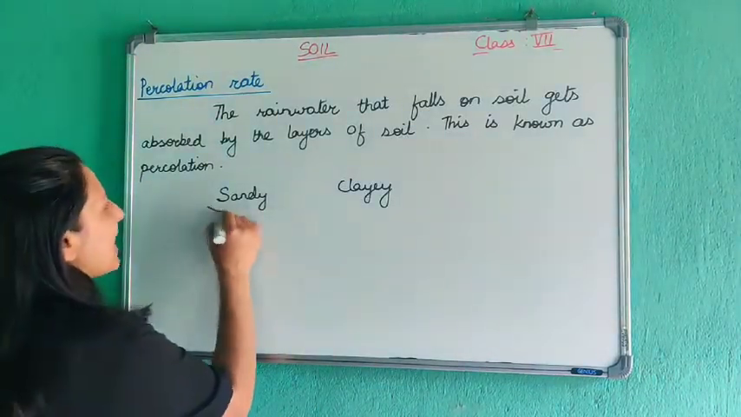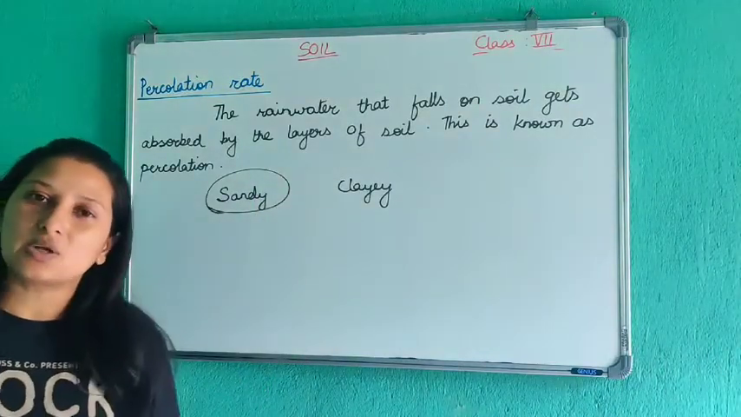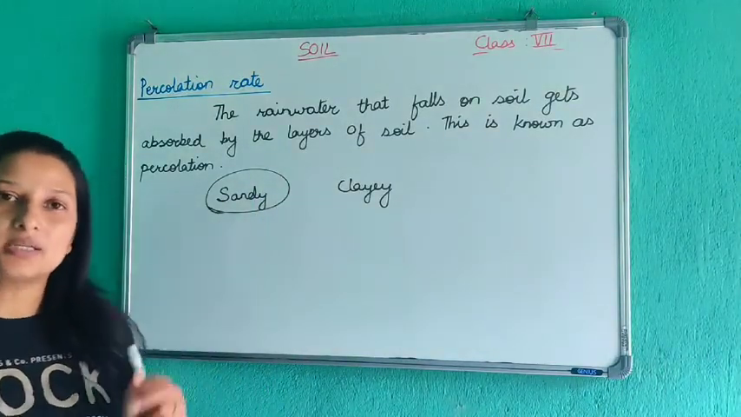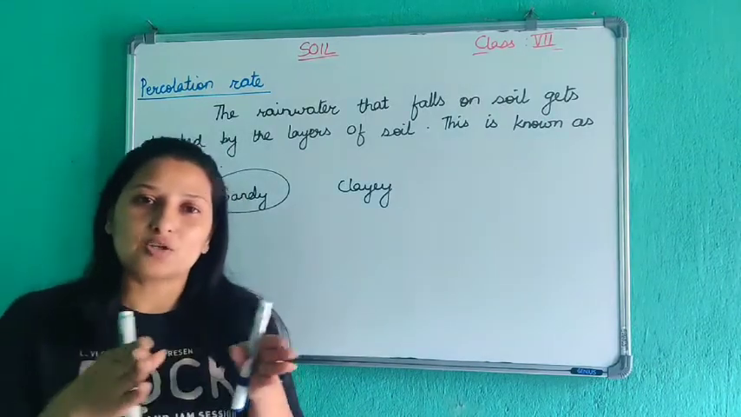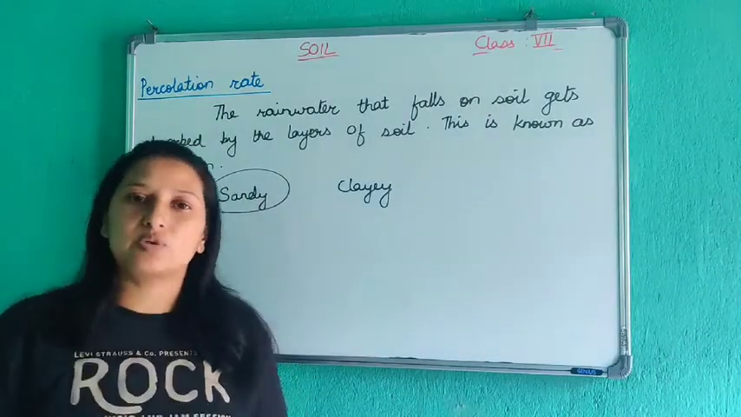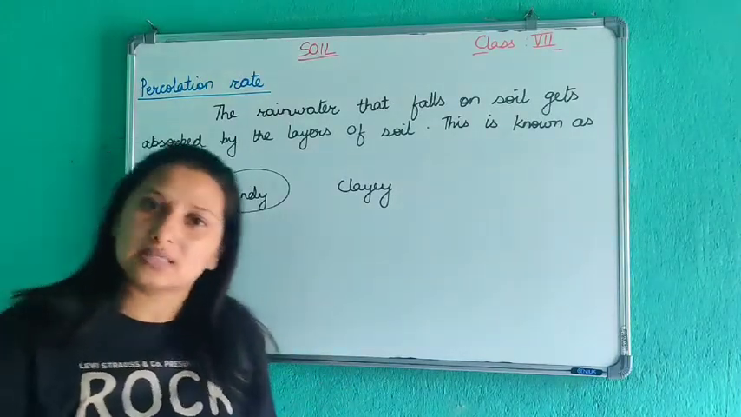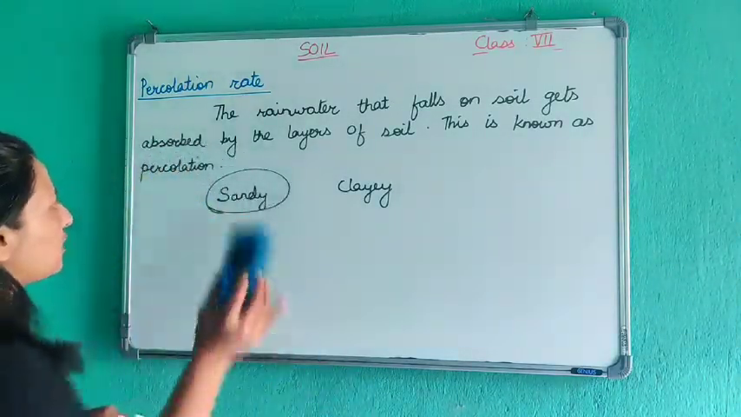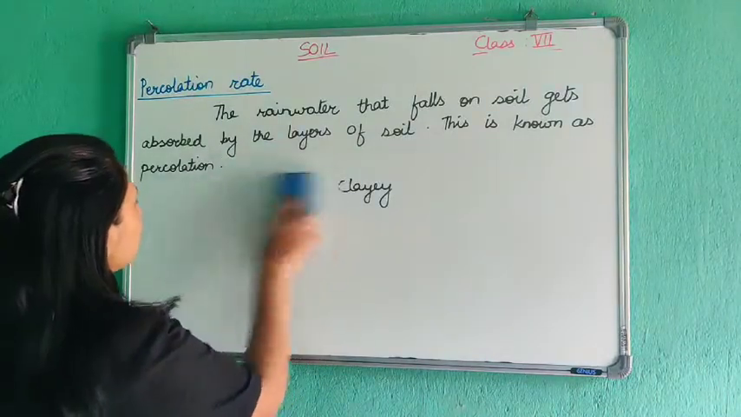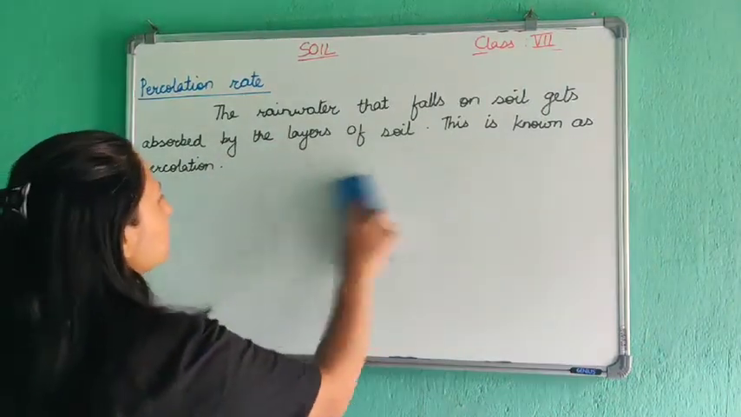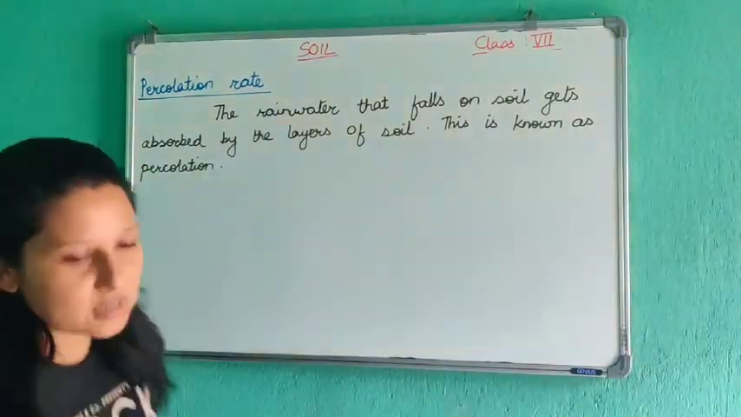Through the sandy soil. Why sandy soil? Last time we studied that sandy soil has large particles and there are spaces in between those particles. So water will pass through those spaces easily. So through sandy soil water percolates faster whereas through clay soil water percolates slowly.